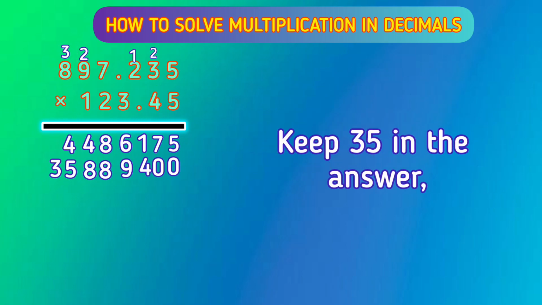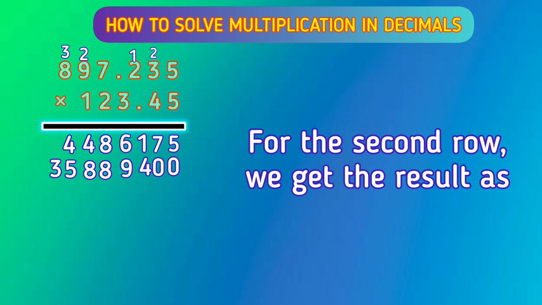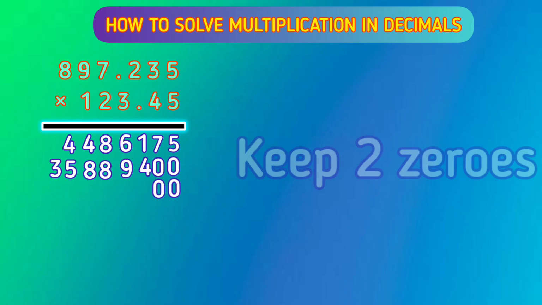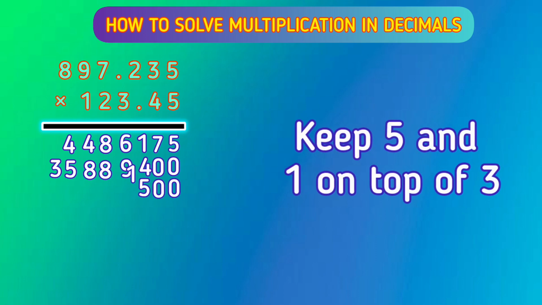Keep 35 in the answer and great, for the second row we get the result as 35,889,400. Next in the third row, keep 2 zeros. 3 into 5 gives 15. Keep 5 and 1 on top of 3.